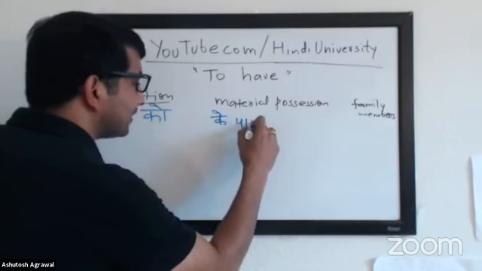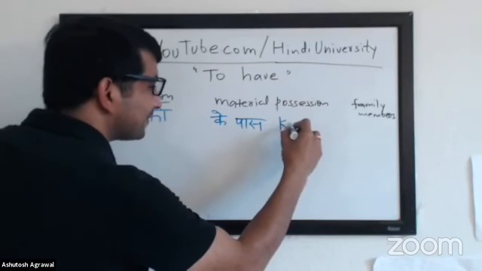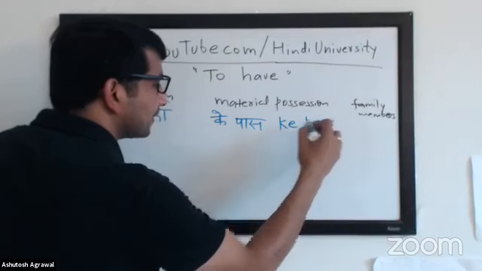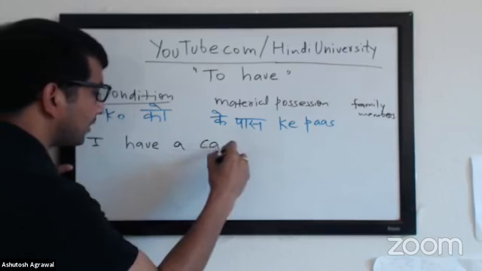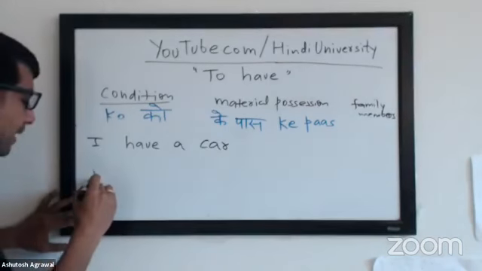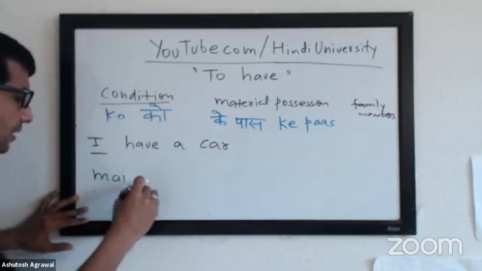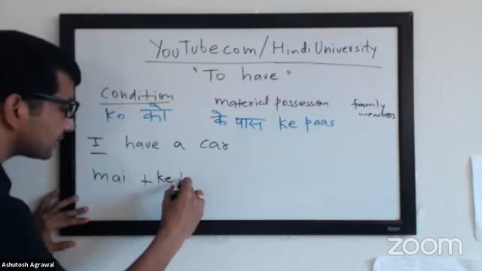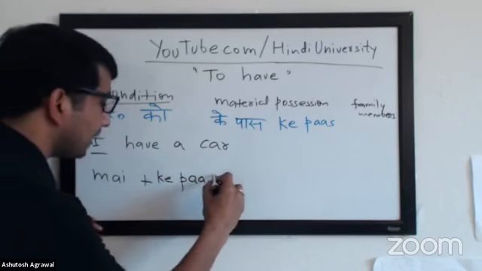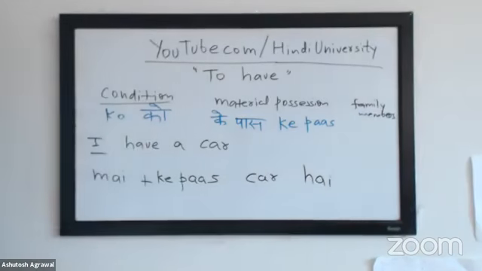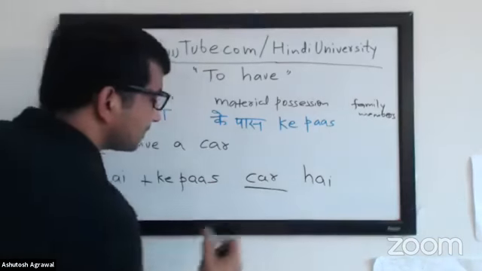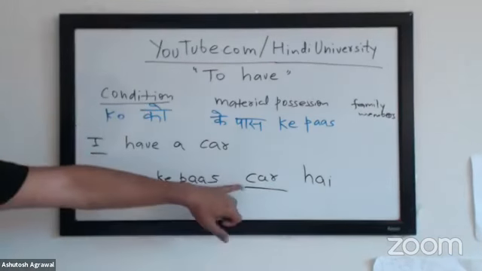And I'm going to write it in English. Usually I write in English first or Roman Hindi first, but ke paas. Okay. So how do we use that? One example would be, I have a car. So you have main, which is your pronoun here. With that, you will use ke paas. And then you will say car. And then you will have hai.